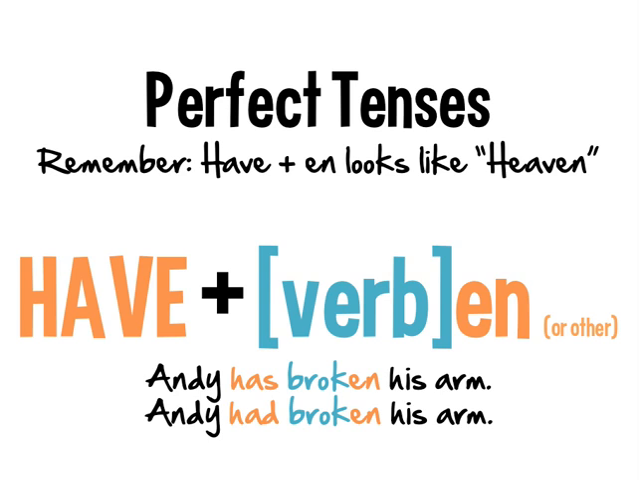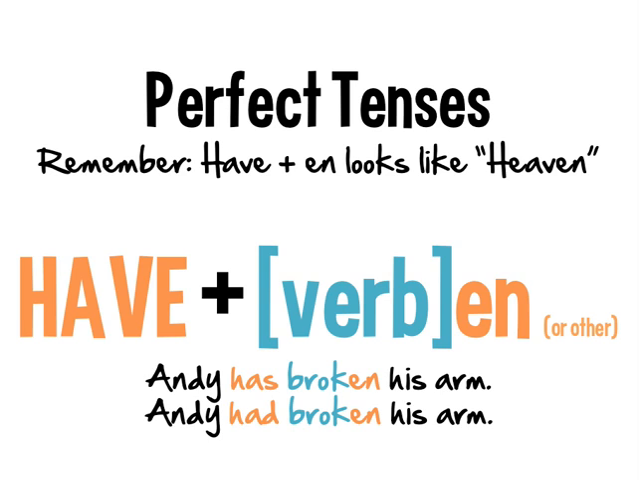Next, the perfect tenses. My memory key that always clues me in is I think of this. Have plus en looks like heaven, and heaven is considered perfect. So I'm going to take a form of the verb have, which could be have, has, or had, and then I'm going to have a verb plus en, or it can have another ending. This is where those irregular verbs do like to break all the rules.